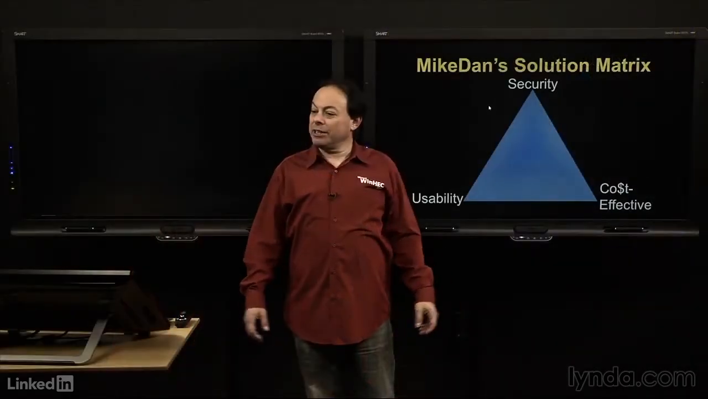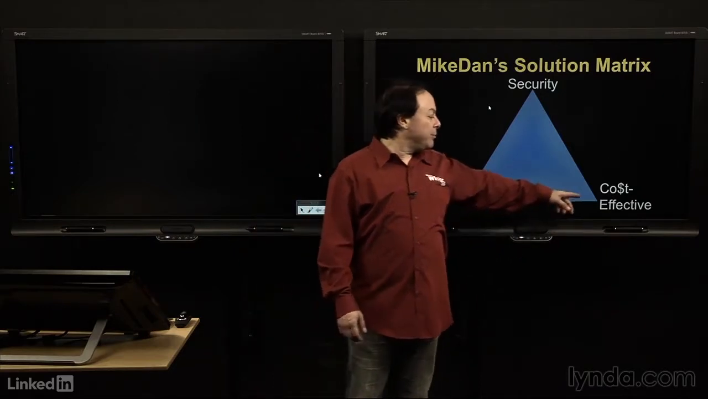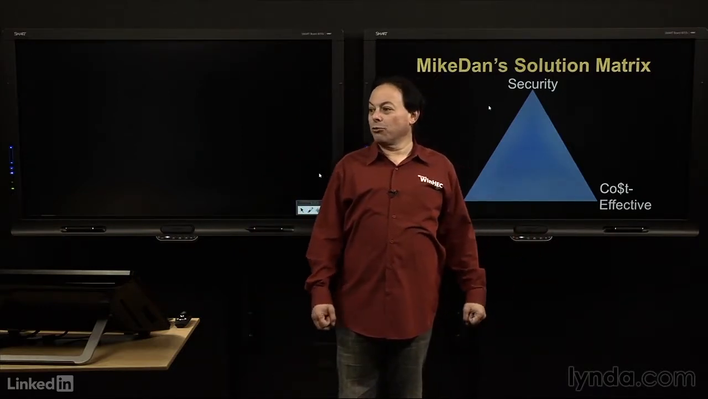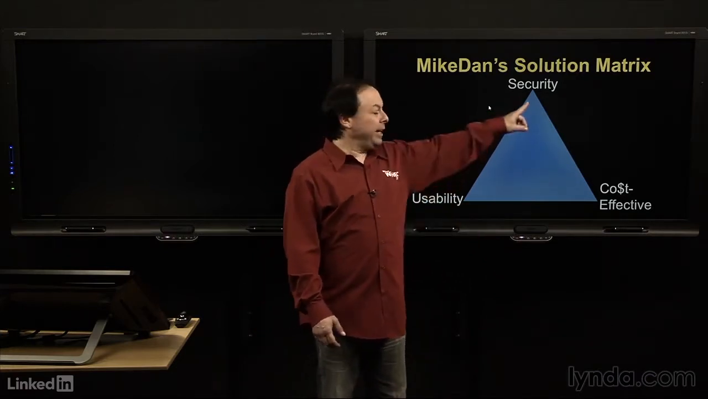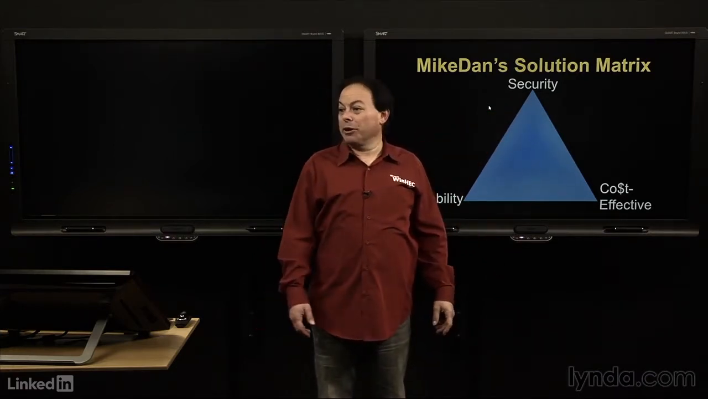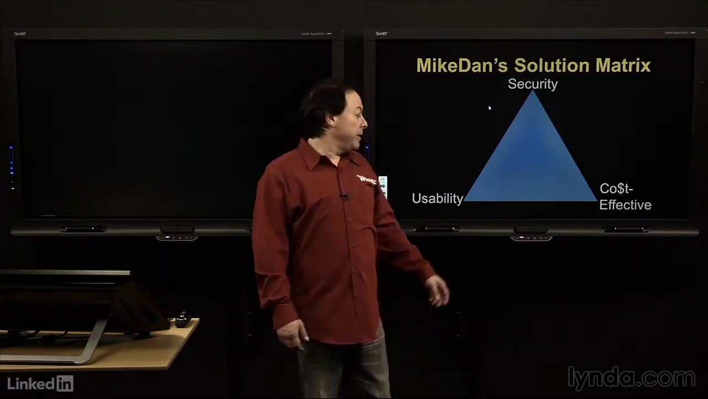Oftentimes, I get challenged on this matrix, and the chief challenge I hear is, but Mike, the cost effectiveness is all relative. Well, sure. Actually, all three are relative. Increased security is relative. It's very contextual. It depends on the scenario. It depends on your environment.